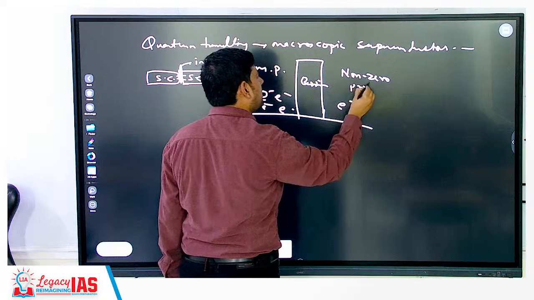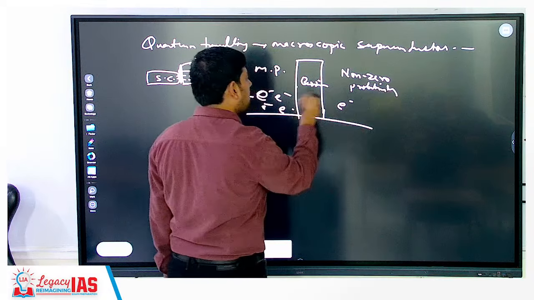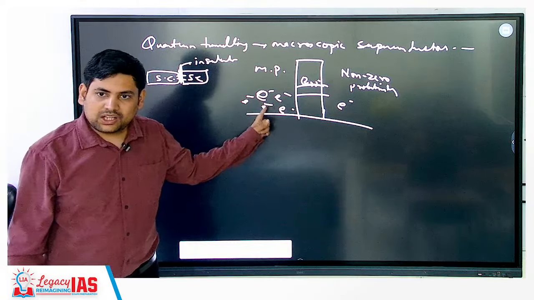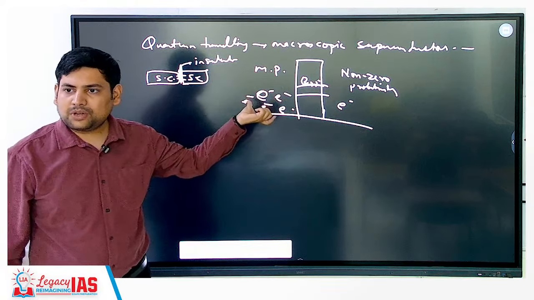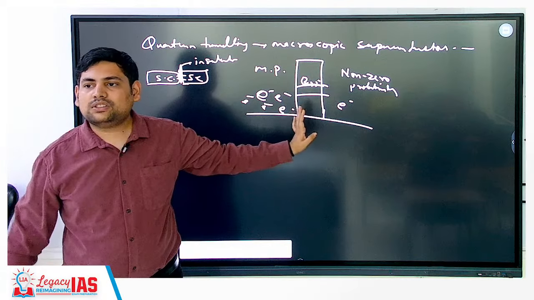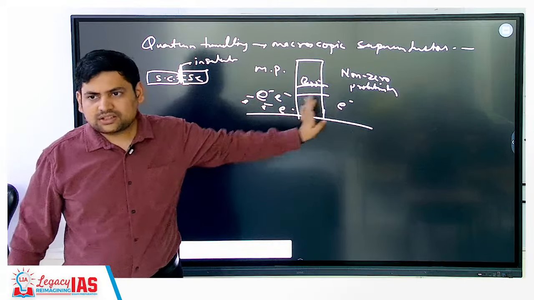non-zero probability. Why non-zero probability? Because there is always a probability of quantum tunneling. Quantum tunneling is what? Quantum tunneling is the movement of subatomic particles beyond a barrier that cannot be crossed in classical physics. That is quantum tunneling.